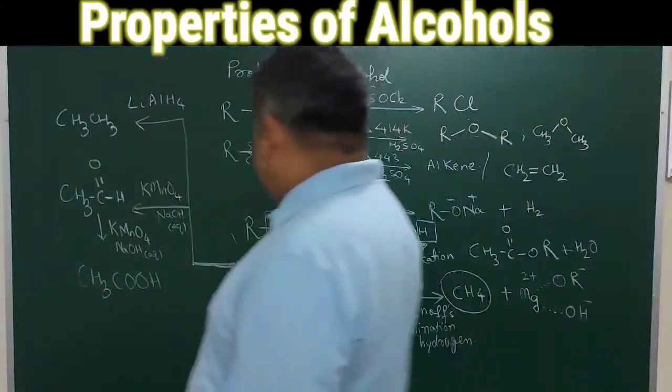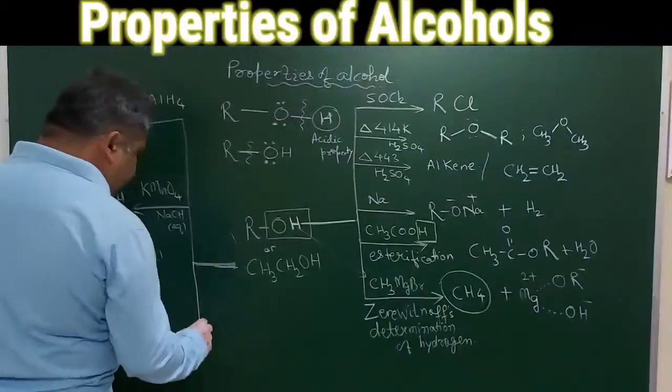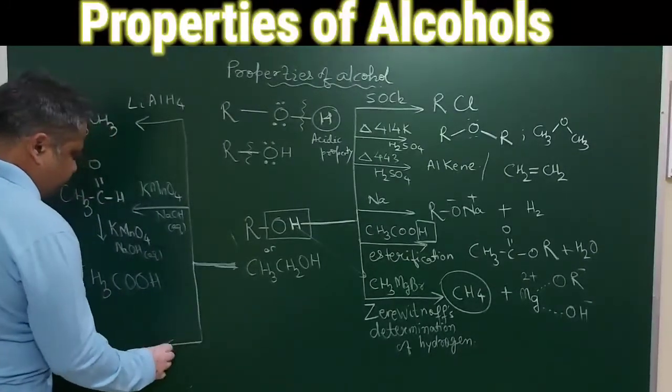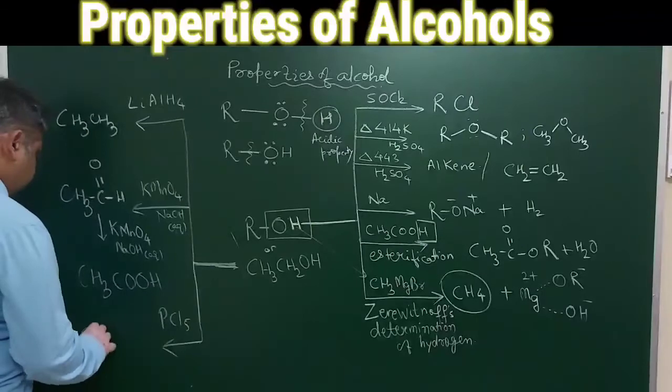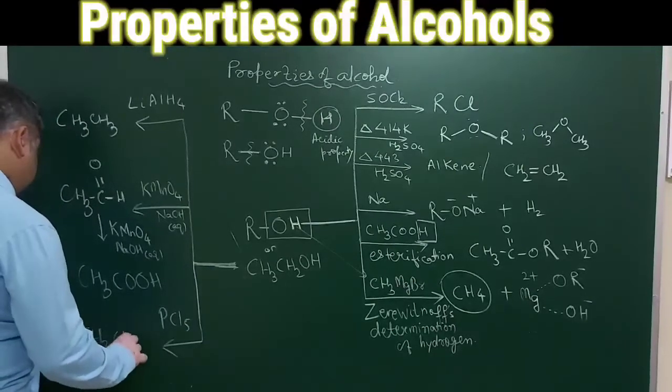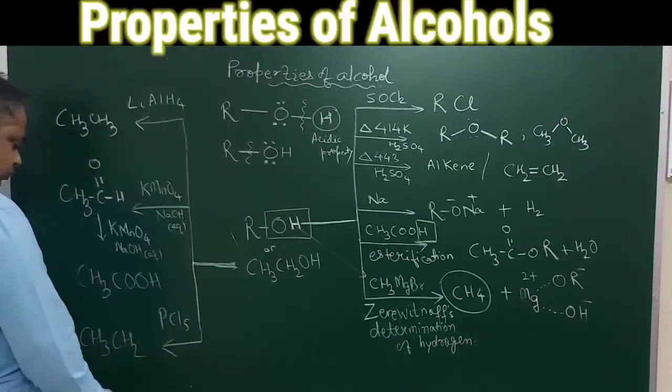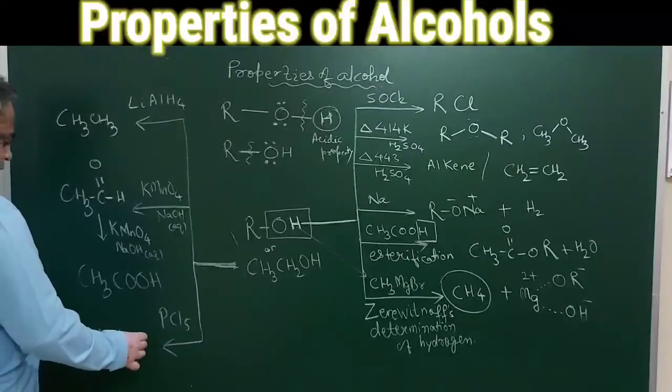This can also form halide with PCl5. It can form CH3CH2Cl.